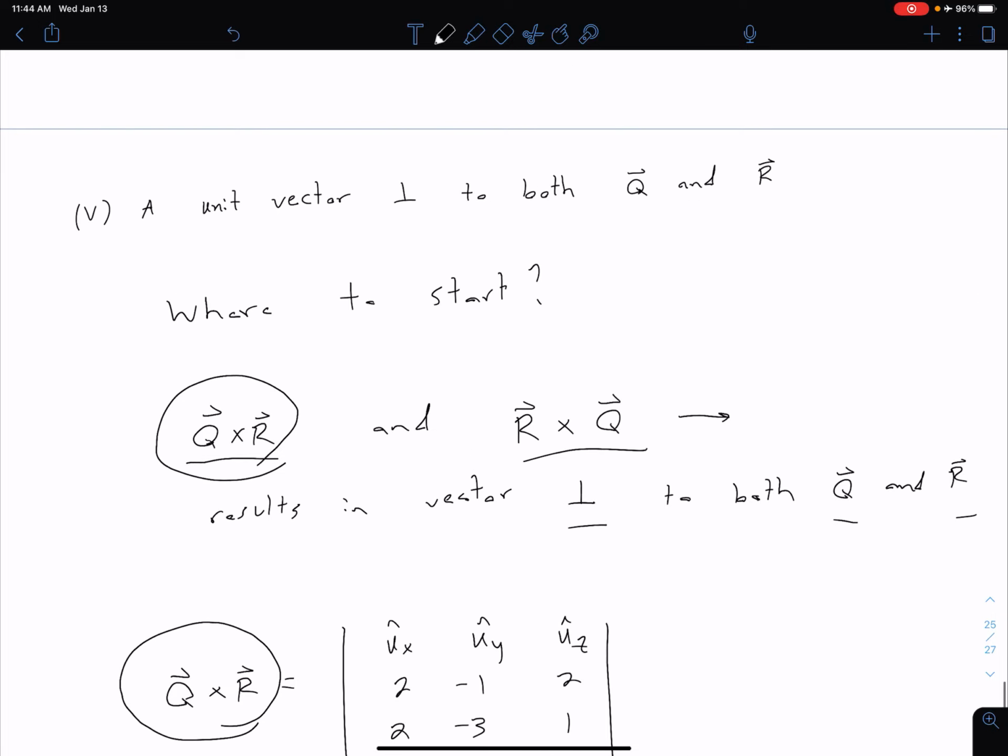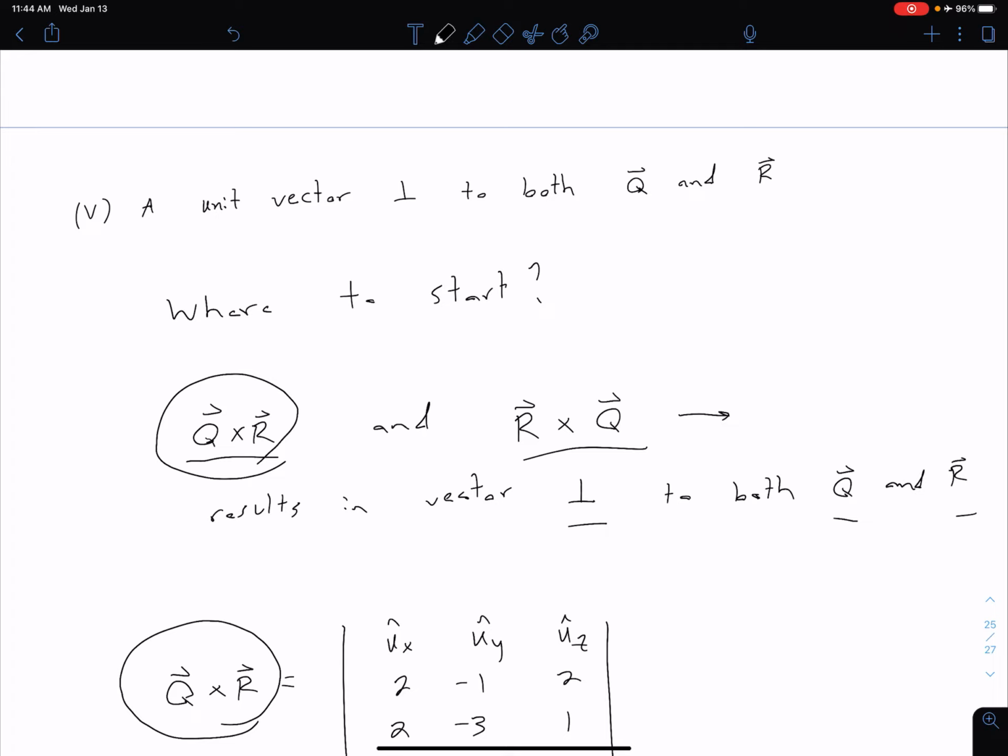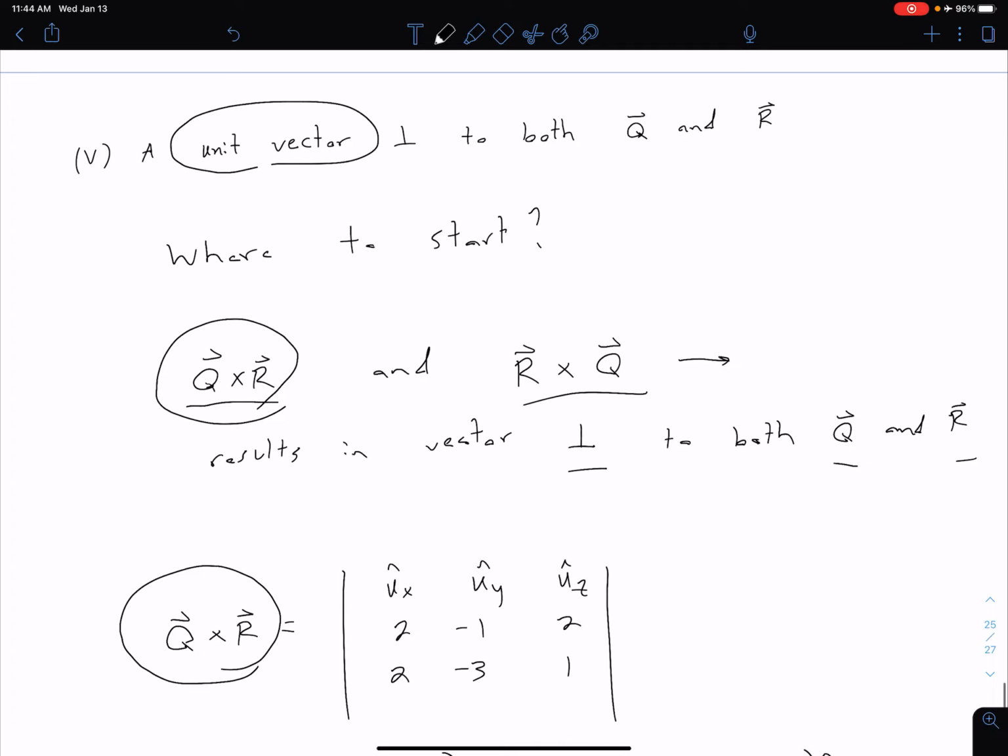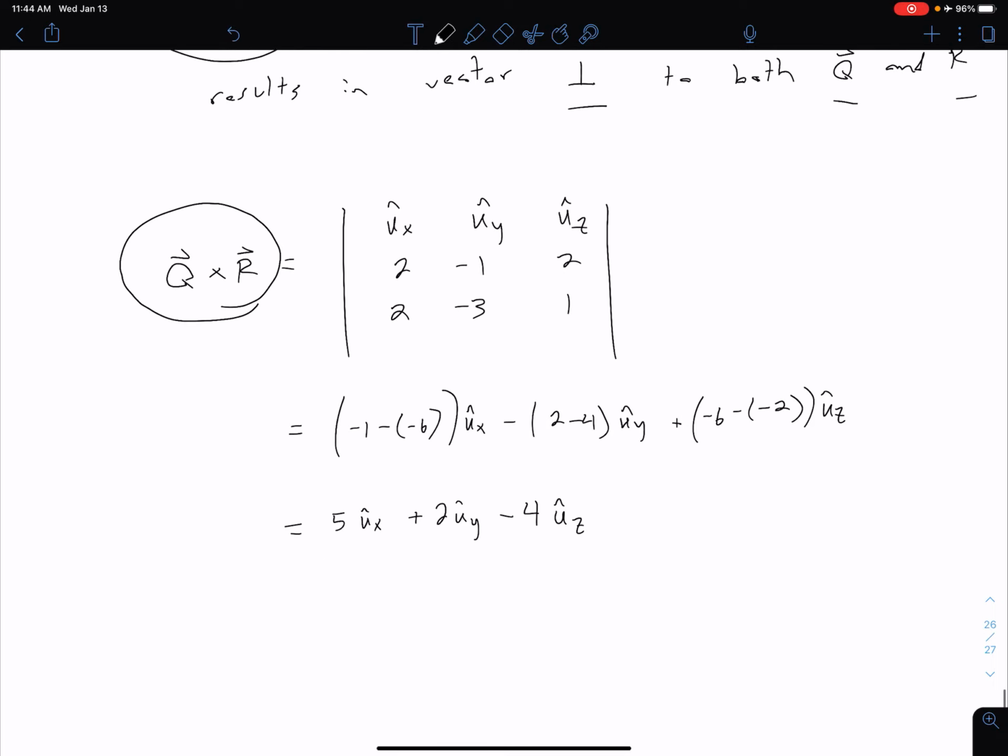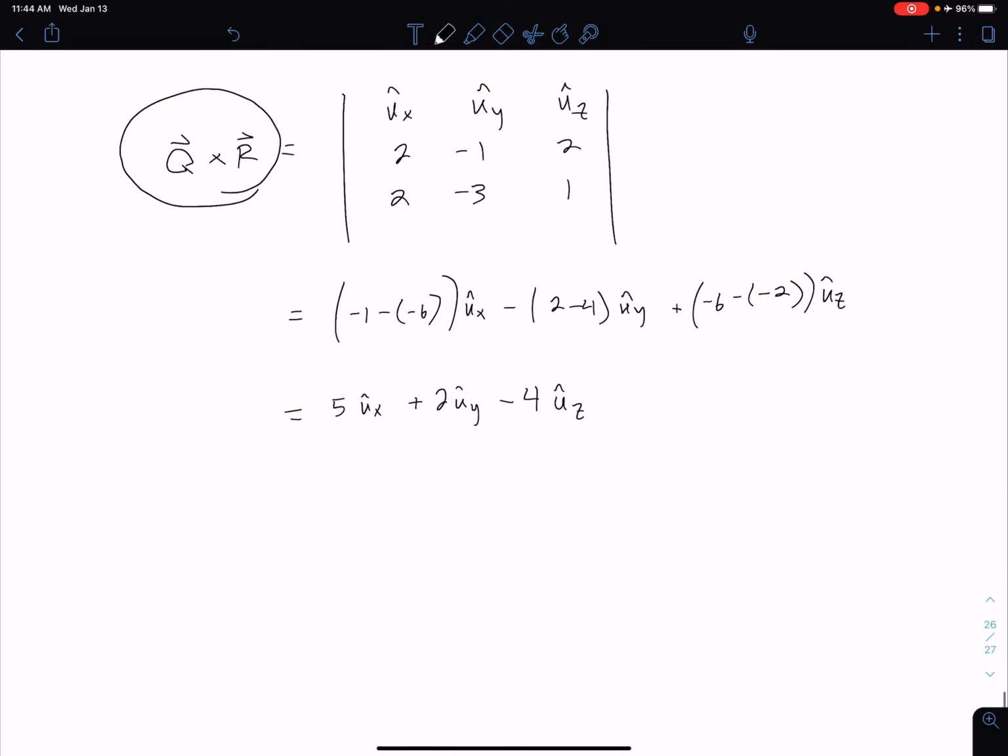However, we go back to the problem statement and we see that we actually want a unit vector. So just by glancing at this, we can see that the magnitude of this vector q cross r is going to be greater than 1, so it's not a unit vector. So we need to figure out how to do that.